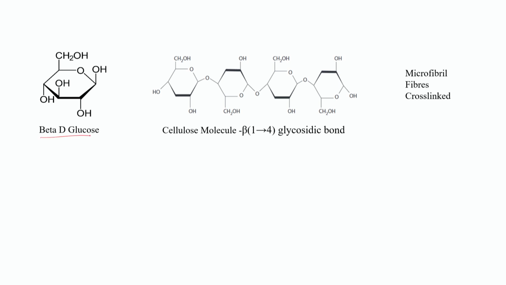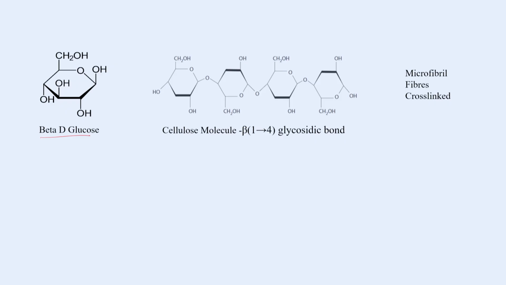Now, this is the structure of beta D-glucose, which is the monomeric unit of cellulose. Beta D-glucose means that in this glucose molecule, the OH group on the first carbon is above the plane of the molecule. So, this is D-glucose, this is beta D-glucose; otherwise it will be alpha D-glucose. If this OH group is on the lower side of the plane, it will be alpha D-glucose.